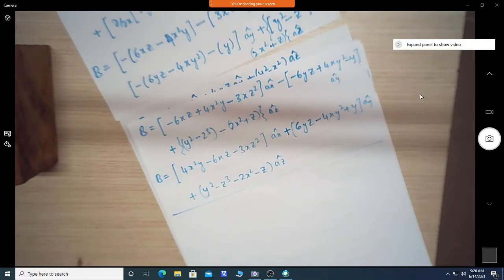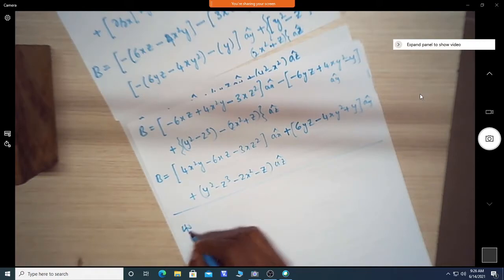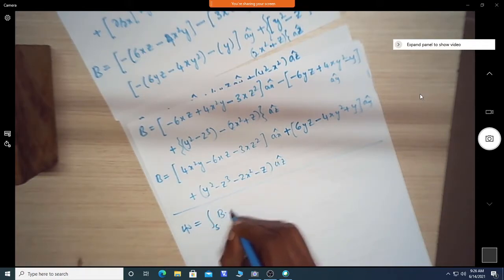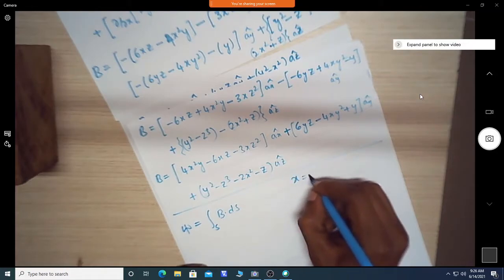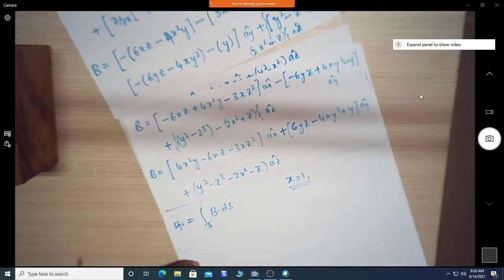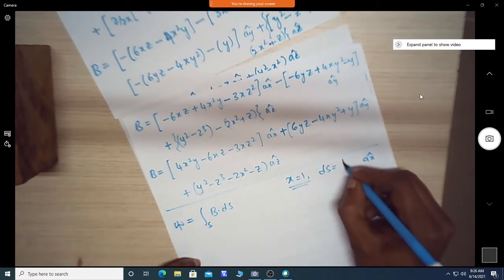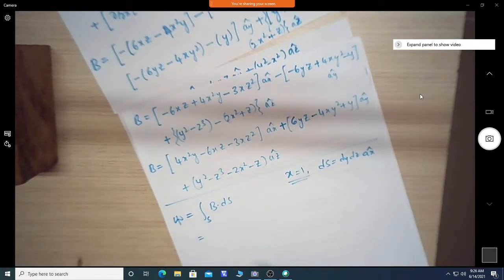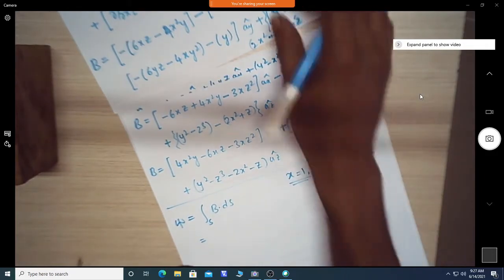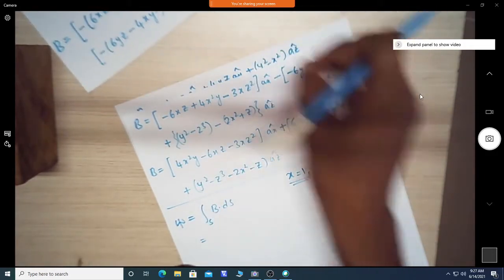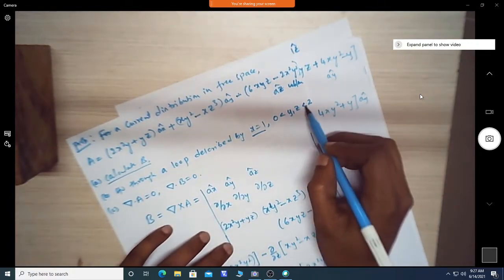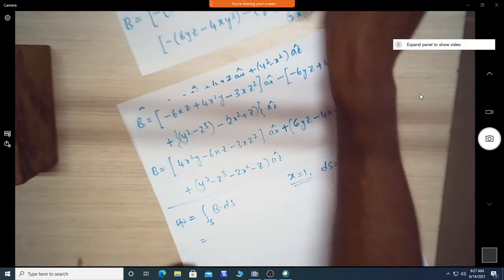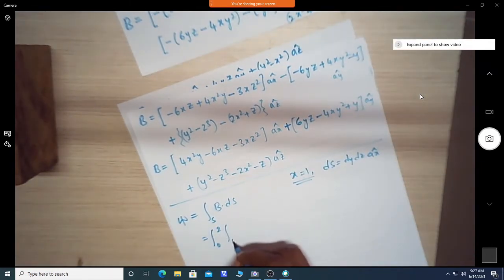And this is the B which we have got. Now we need to find the flux through the loop described by the problem. The flux is the surface integral of B dot ds. We have to find it at x equal to 1, which is a constant plane. So in the direction of x, what is the ds? The differential surface is dy into dz. The y and z variation is given by the problem, which is 0 to 2, 0 to 2.